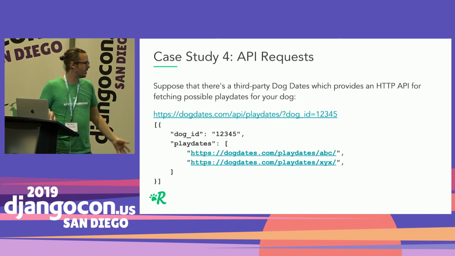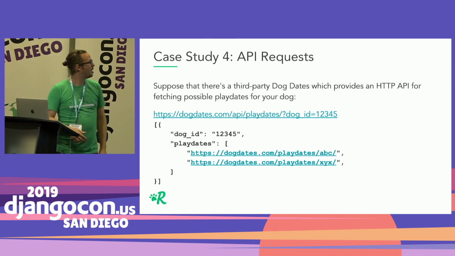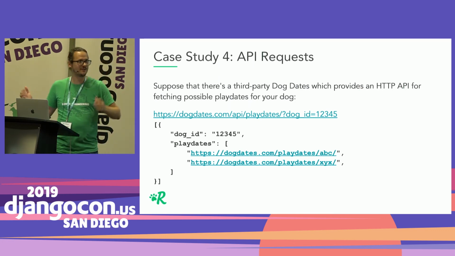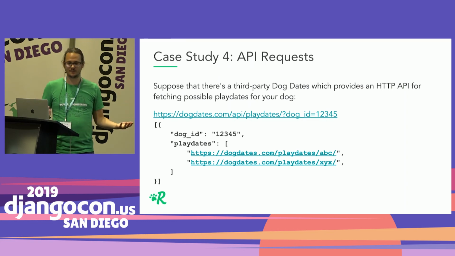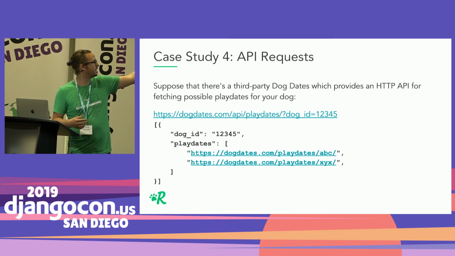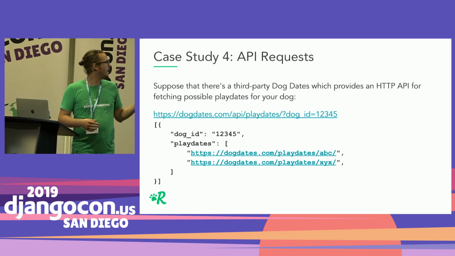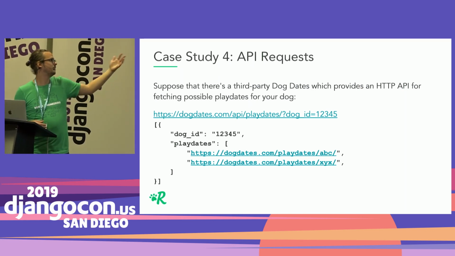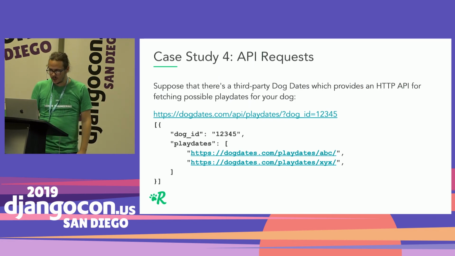The final one I want to talk about is mainly to showcase the flexibility within the prefetch-related system, as opposed to being a pattern I would recommend in your code. Let's say there's a third-party dog date service which provides an HTTP API that lets you fetch possible playdates for your dog. We make GET requests and pass our dog ID as a query parameter, and we get back a list of dictionaries, with the dog ID as a key and playdates, which is our list of URLs.